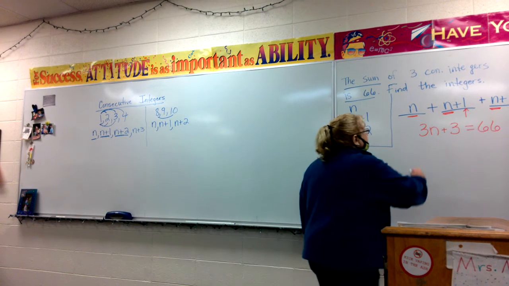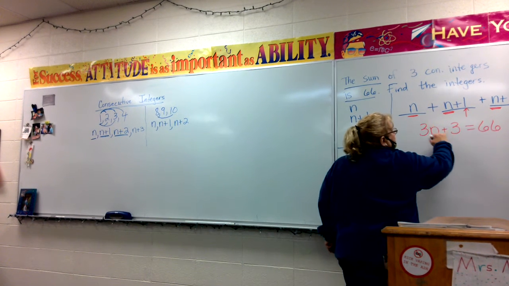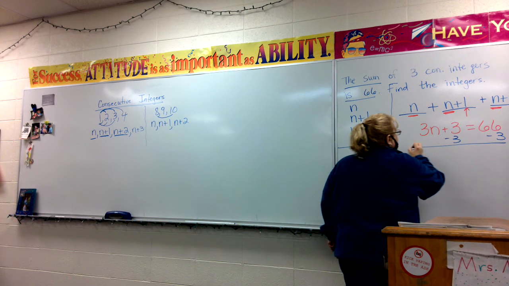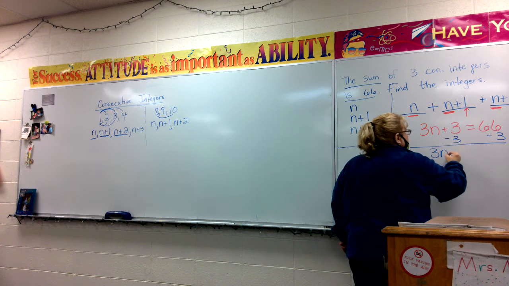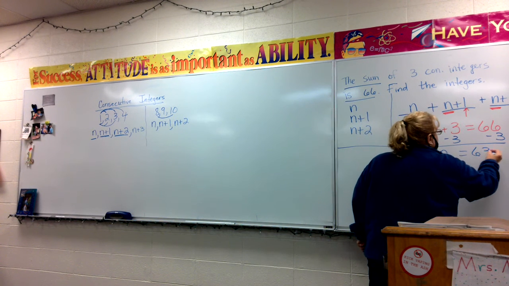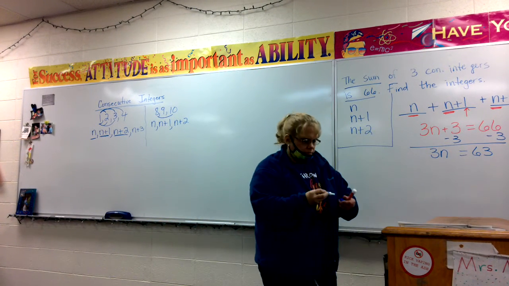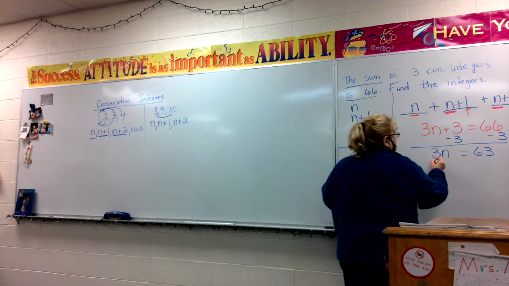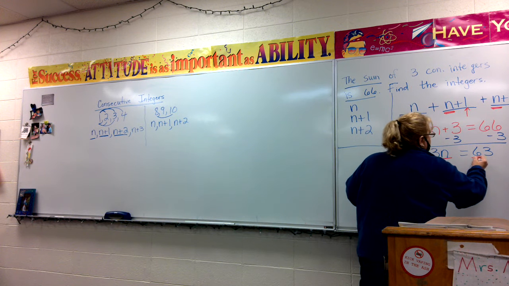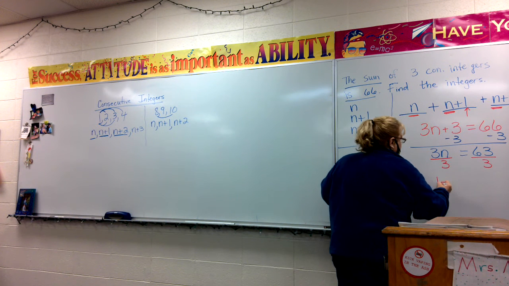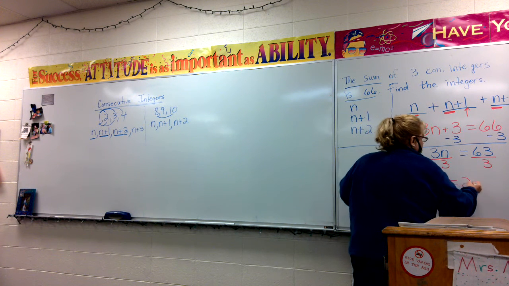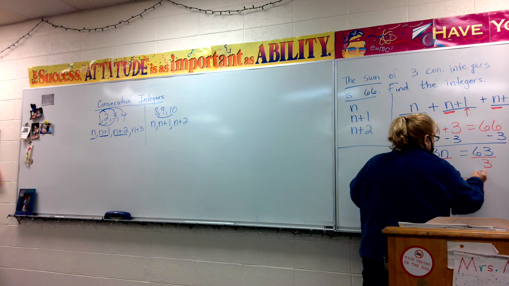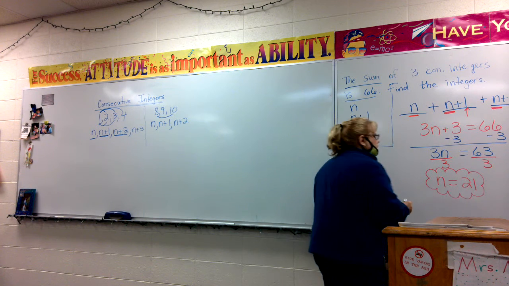If we're going to solve this for n, get rid of the 3. Correct. Right, good. You got to get rid of another 3. And what do you end up with? Done?